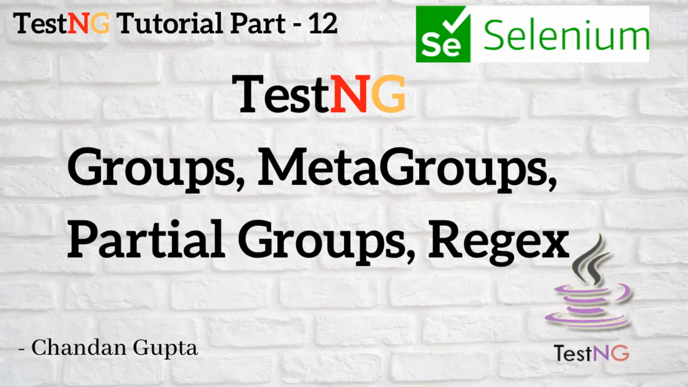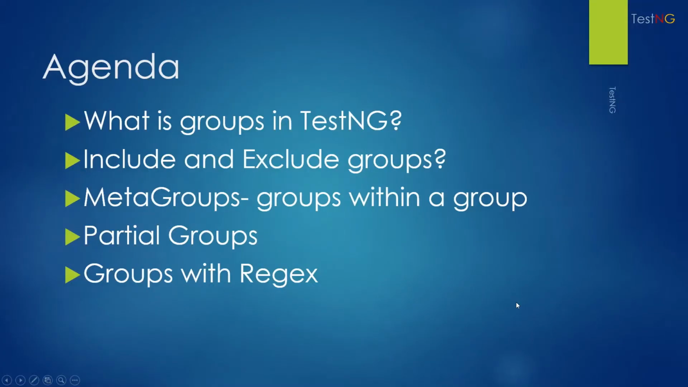Let's see the agenda for today. The agenda for today is we are going to see what groups are in TestNG, and then we are going to see how we can include and exclude groups using the TestNG XML file, and then we are going to jump over to meta groups, followed by partial groups, and finally at the end we are going to see how we can leverage regex to achieve grouping in TestNG. Alright, so let's quickly start with the first one.